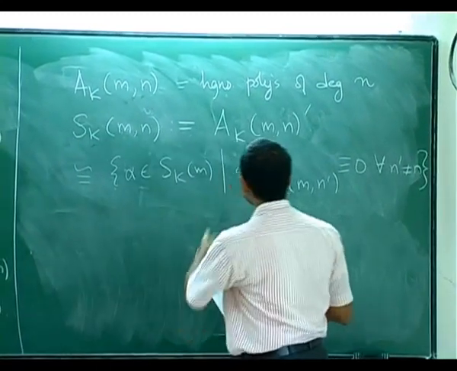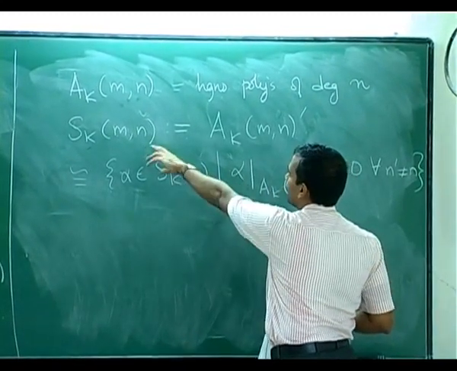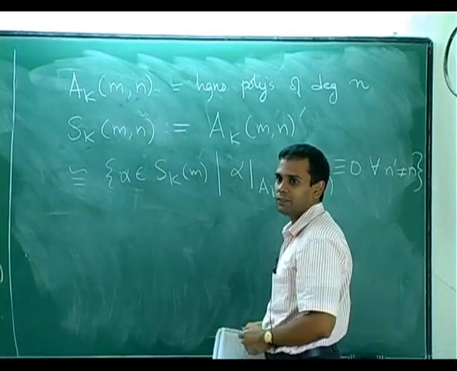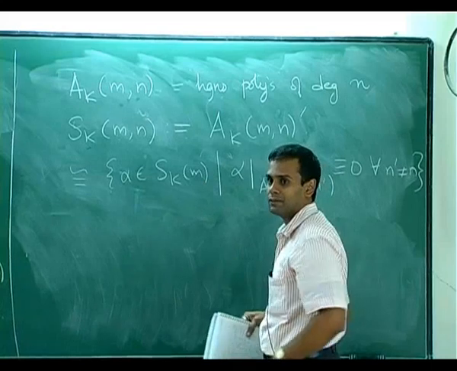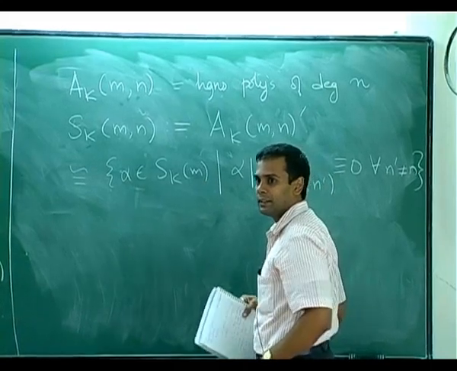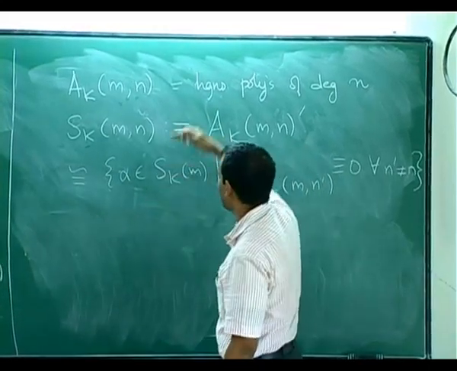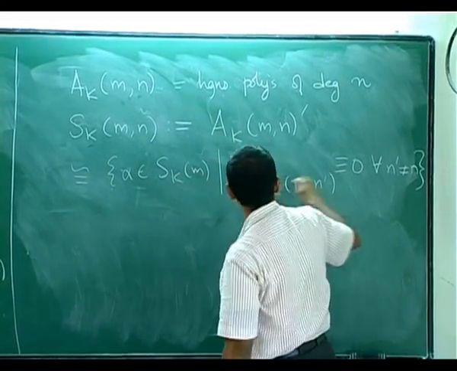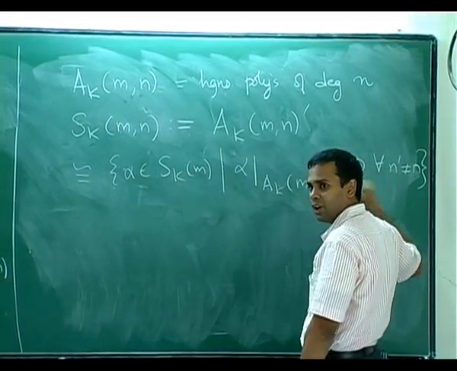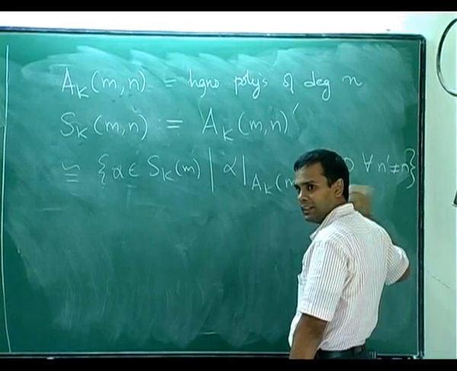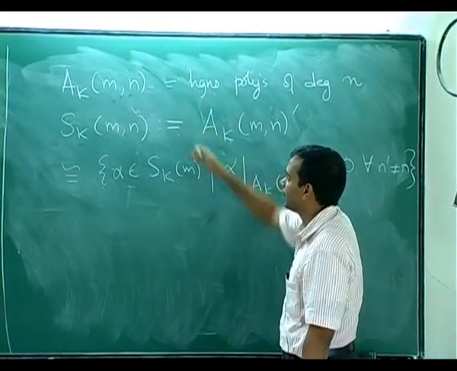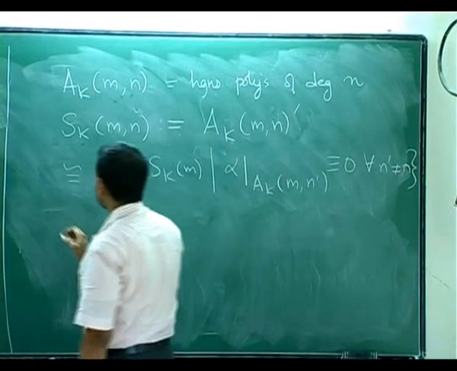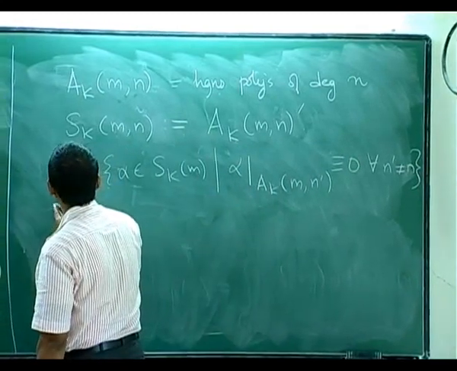So, in using this, I can think of SKMN as a subalgebra of SKM, right? Well, at least as a subspace of SKM. SKMN are just the linear functionals which vanish on homogeneous polynomials of degree different from n. So this is a subspace of SKM, and I claim that it is a subalgebra of SKM.